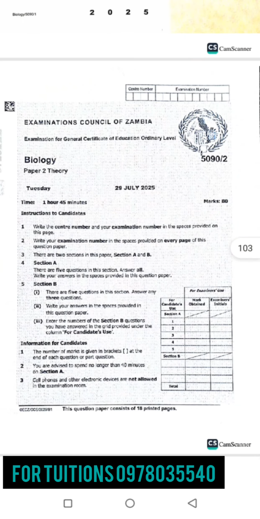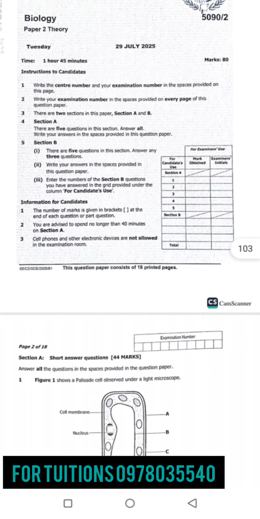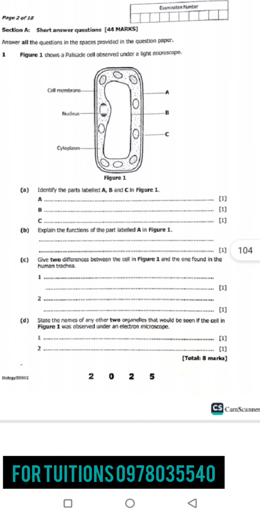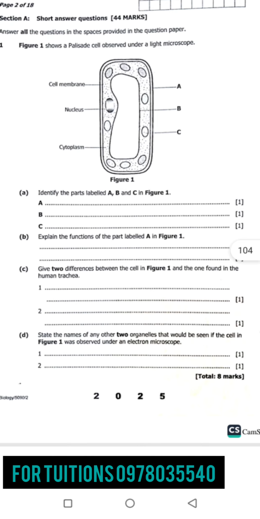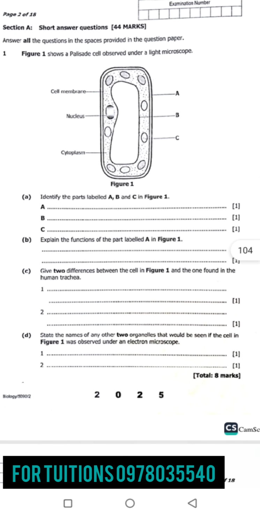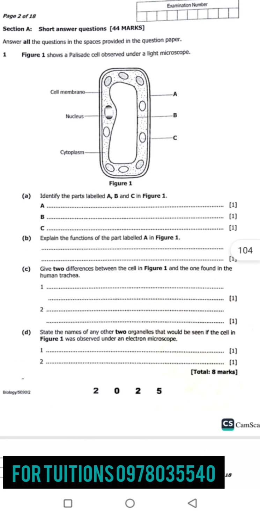So this is Biology 2025 July, all right, for the GCE. So let's answer it together. As you can see there, this diagram is showing you the palisade cell. Okay, so you have got the palisade cell, of which this diagram is trying to show you.